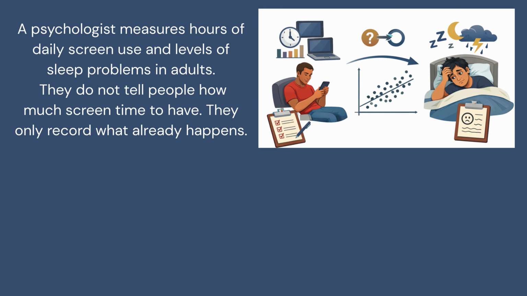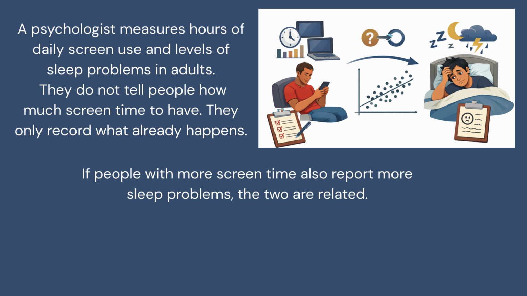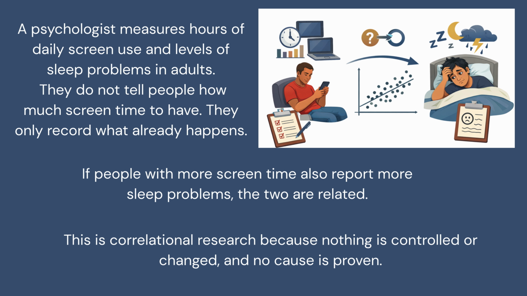A psychologist measures hours of daily screen use and levels of sleep problems in adults. They do not tell people how much screen time to have. They only record what already happens. If people with more screen time also report more sleep problems, the two are related. This is correlational research because nothing is controlled or changed, and no cause is proven.